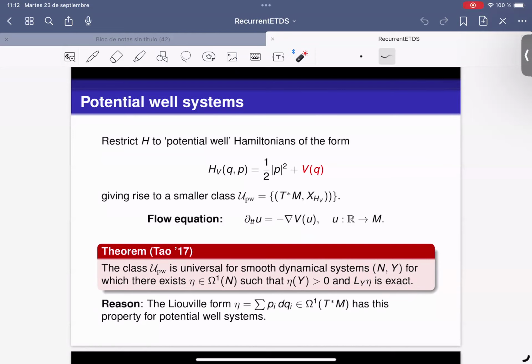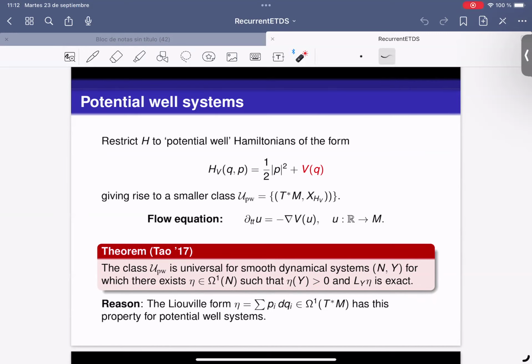And why is this needed? It's very easy to understand why this is needed. This is needed because actually these systems have this property, because the Liouville form in the cotangent bundle satisfies these conditions. Not exactly these conditions. Here you get bigger or equal than 0, but you can actually modify slightly the Liouville form around the zeros to get strictly positive. But that's the idea.